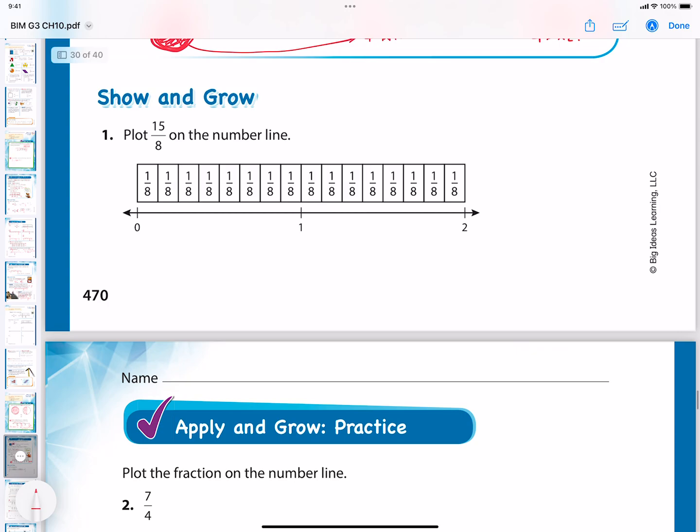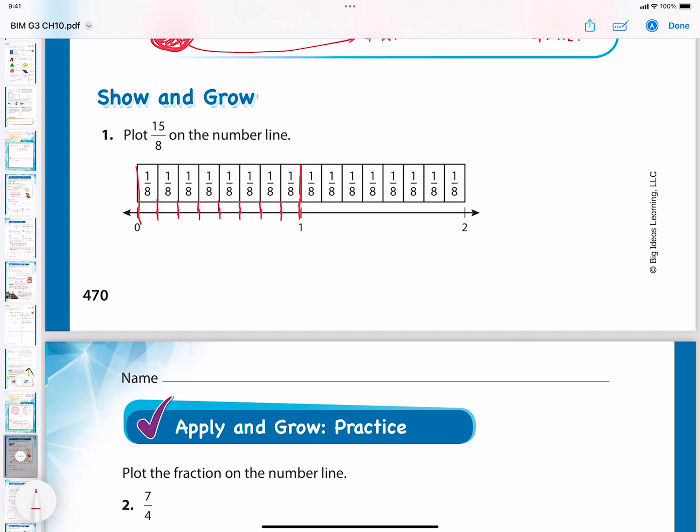Plot 15/8 on the number line. Okay, they are already split into 8 equal parts. So here you see that 1, 2, 3, 4, 5, 6, 7, 8. I just follow these lines, okay? I didn't do anything special. I just follow this line, okay? And then each section represents what?